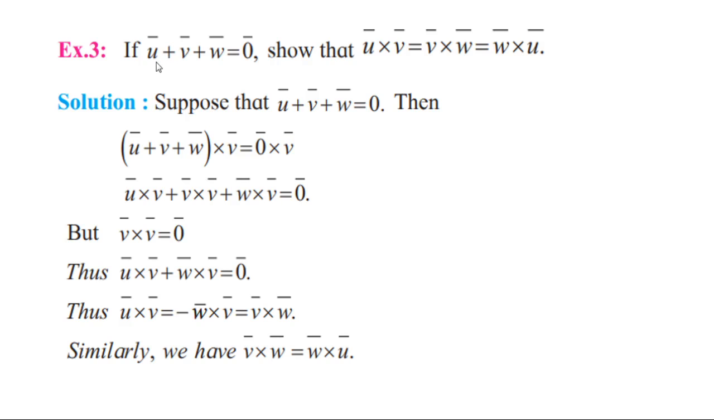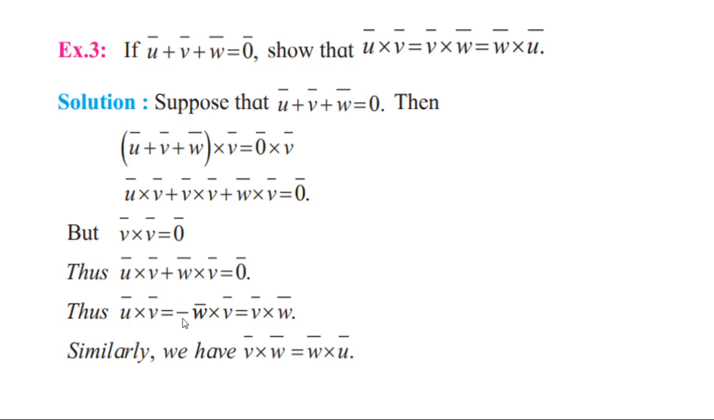Third example, if u plus v plus w is equal to 0, then show that u cross v is equal to v cross w is equal to w cross u. So a little bit mechanical problem. We just multiply this equation by v bar on both sides and distribute it. So u cross v plus v cross v plus w cross v. Now here the multiplication means cross product. Cross product of v with itself is 0. So this middle expression becomes 0. So we get u cross v plus w cross v is equal to 0.